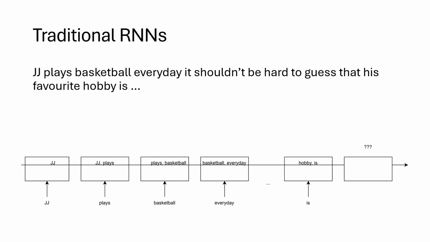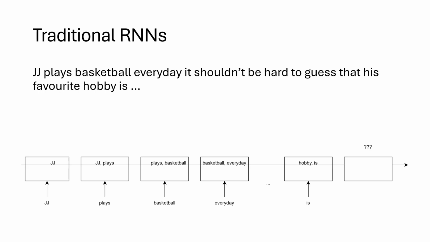Traditional RNNs suffer from short-term memory. They can't reliably remember information from earlier in a sequence, so they fail in tasks that require context, like autocomplete or predicting the next word in a sentence. In a sentence like, JJ plays basketball every day, it shouldn't be hard to guess that his favorite hobby is blank. The model should connect the word basketball with the word sports.